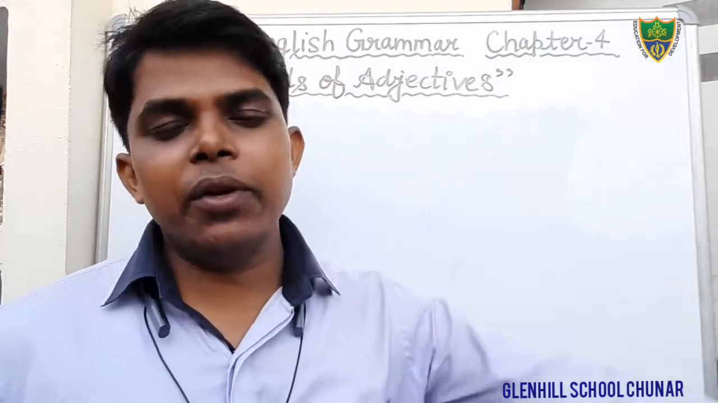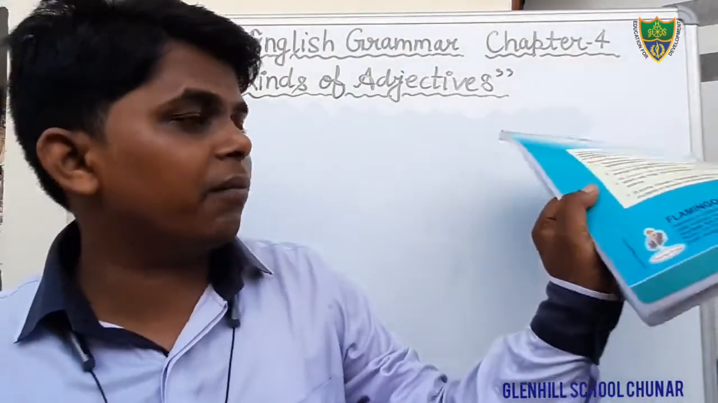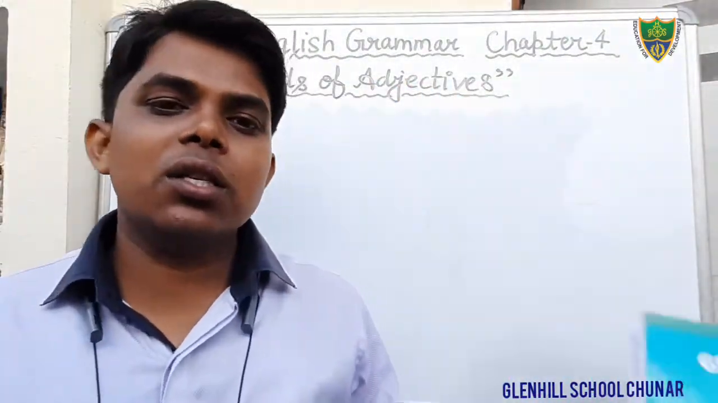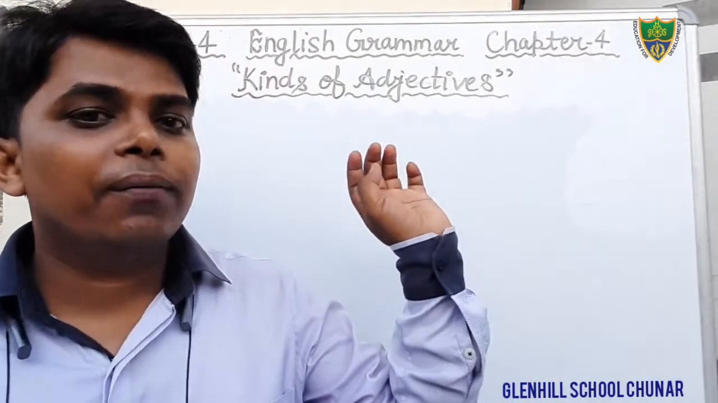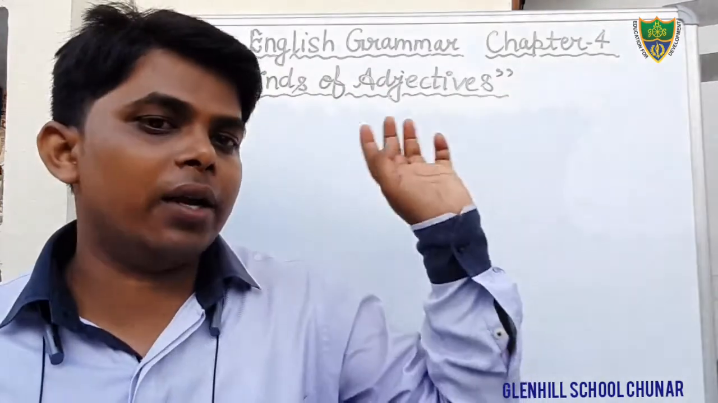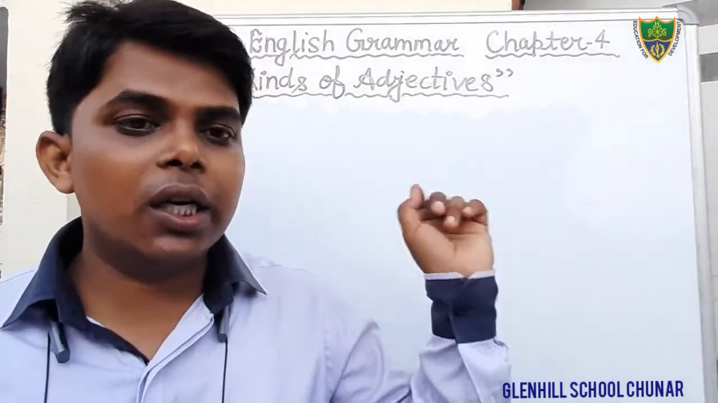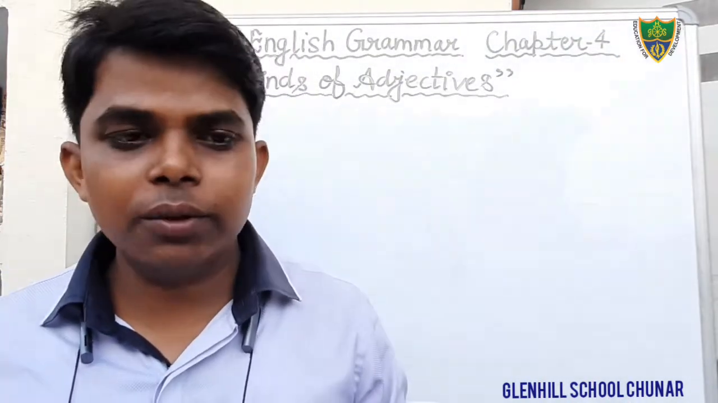Dear students, in the previous classes we were discussing the grammar portion, the chapter number 4, that is kinds of adjective. In this chapter we have read the definition of adjective, features of an adjective, as well as the kinds of adjective, and we have also discussed degree of comparison and synonyms and antonyms.